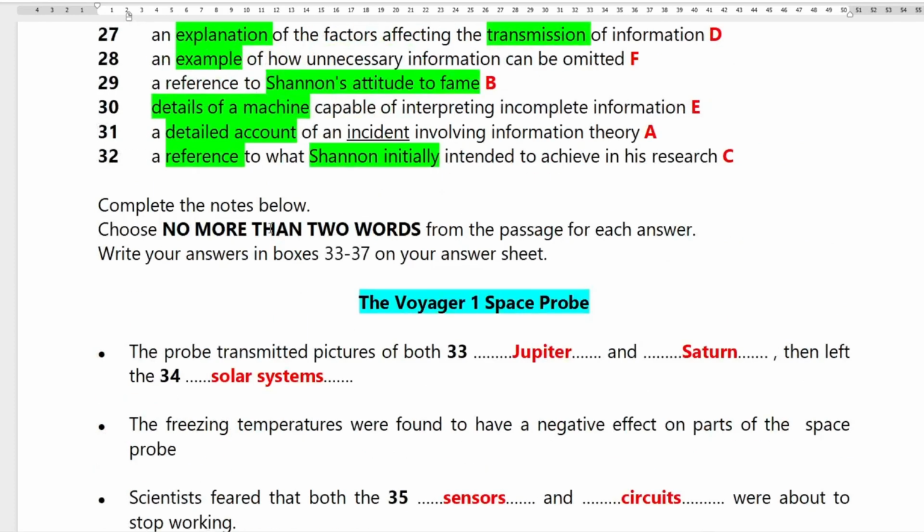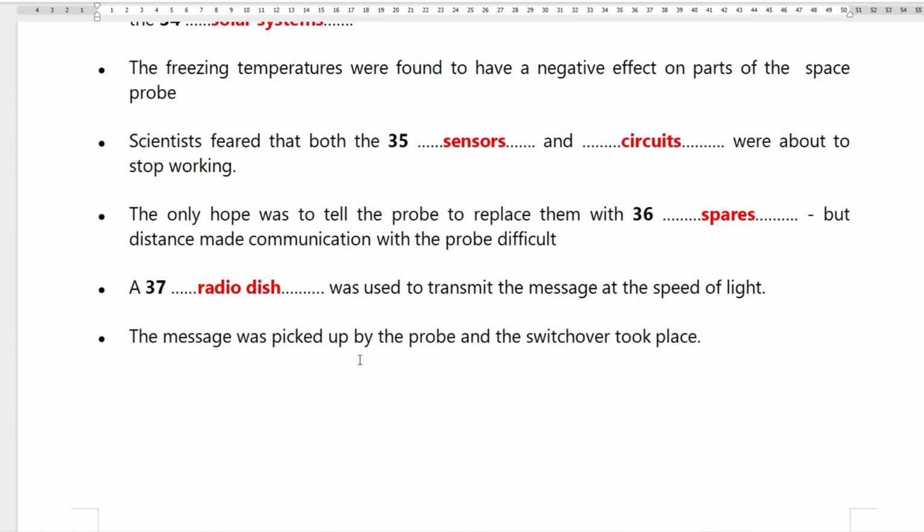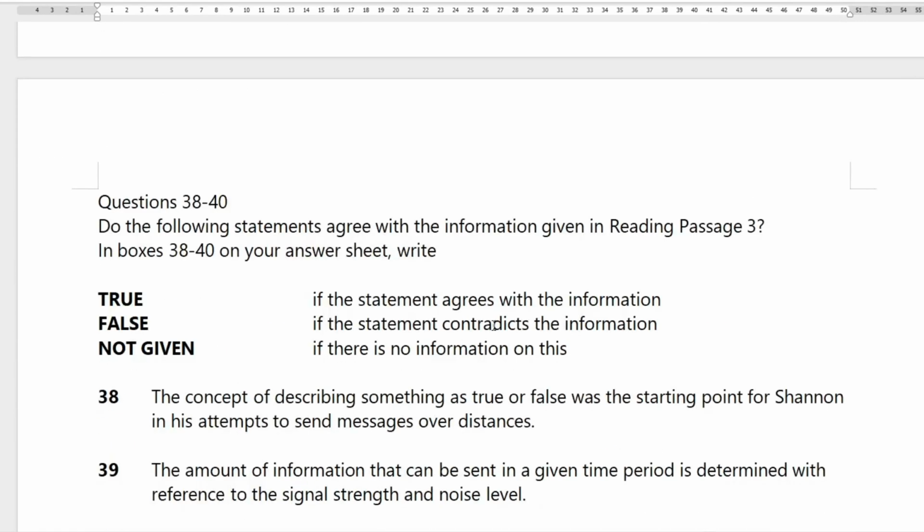We are allowed to use no more than 2 words. I just want to highlight that as well. Okay, the message was picked up by the probe. We don't really necessarily need that. Now, true, false, not given.